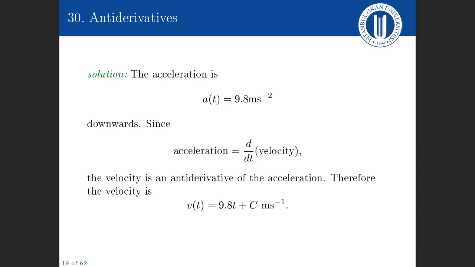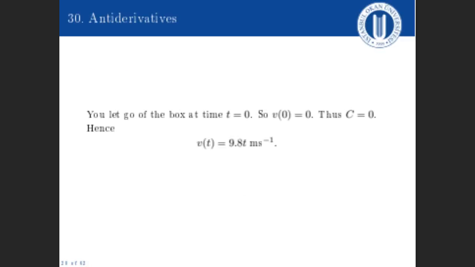But if we differentiate velocity, we get acceleration. Or to say it another way, velocity is an antiderivative of acceleration. So we're going to take the general antiderivative of 9.8 to get the velocity is 9.8t plus c. What can we say about c? Well, you let go of the box at time 0. That means at time 0, the box has 0 velocity. But if v of 0 is 0, then we must have that c is equal to 0. So the velocity at time t is 9.8t meters per second.